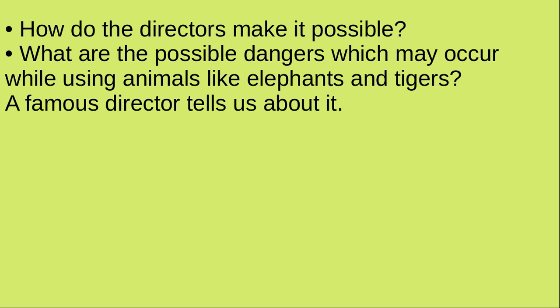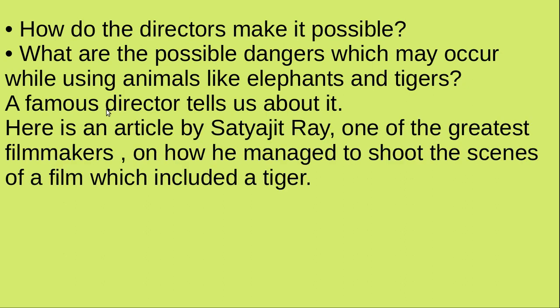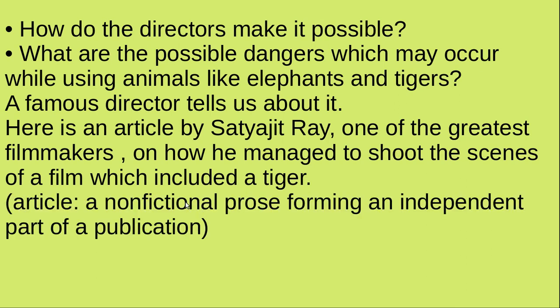A famous director tells us about it. You know who that famous director is? That is our Satyajit. In this article, he says how he managed to shoot the scenes of a film which included a tiger. Okay? Now, what's an article? A non-fictional prose forming an independent part of a publication, right?